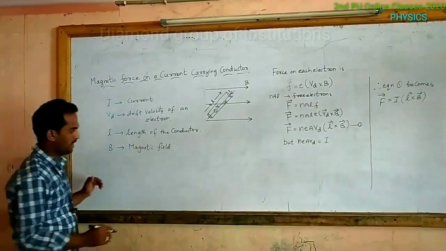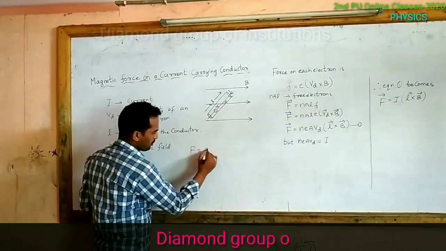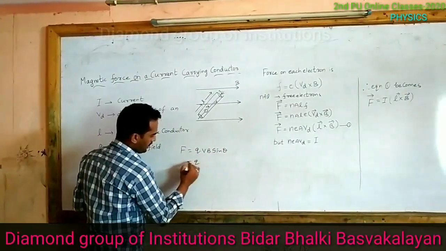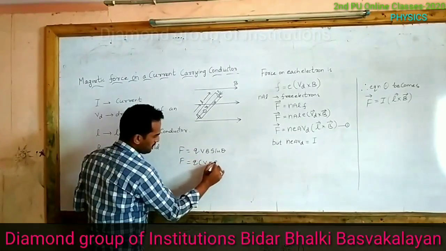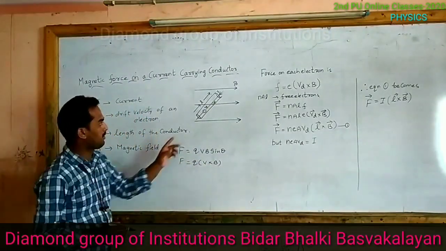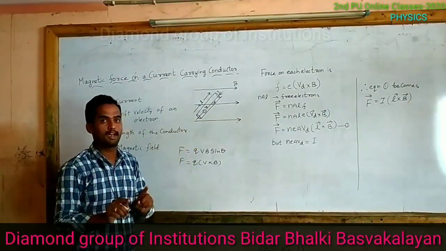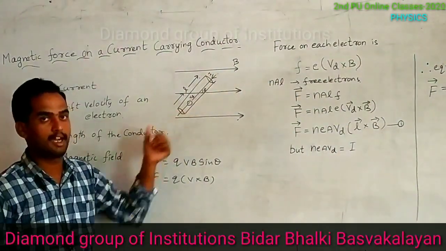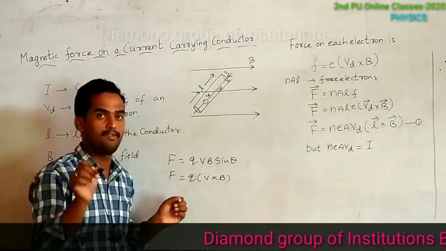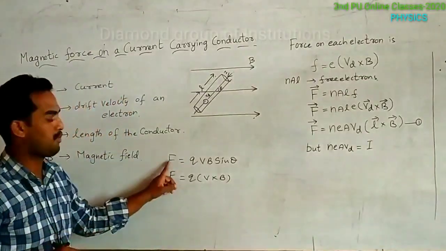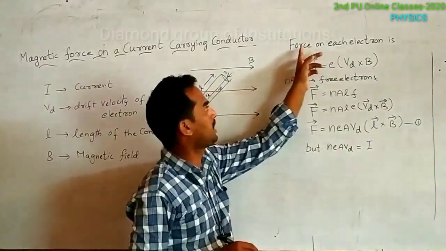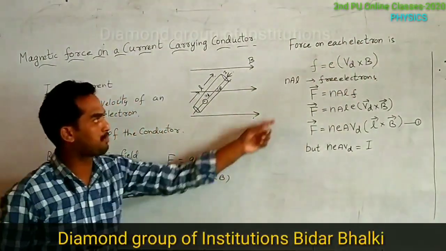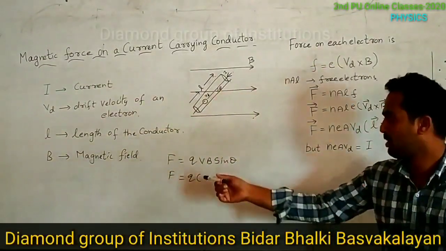Already we read this formula yesterday: F equal to QVB sin theta, or we can write it as F equal to Q into V cross B. But if it is a conductor, there is not only one electron. There are many electrons present in the conductor, so on each and every electron there must be some force. So first I wrote the force on each electron, same expression: F equal to Q into V cross B.